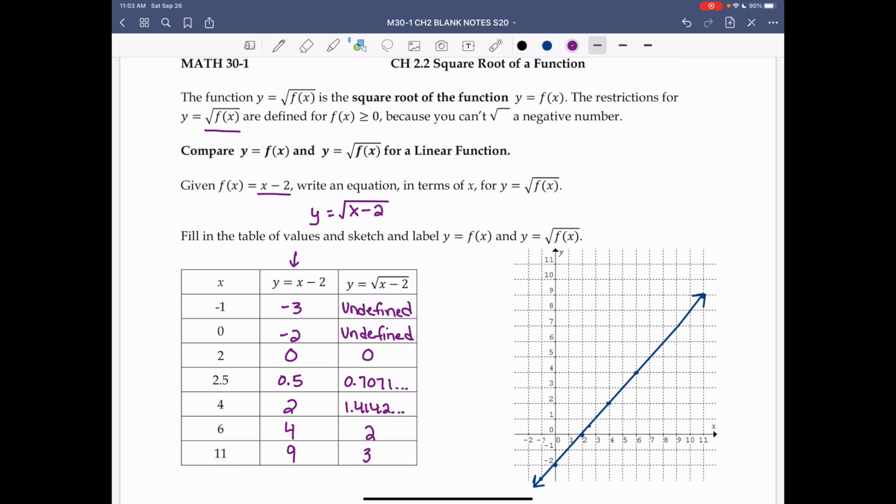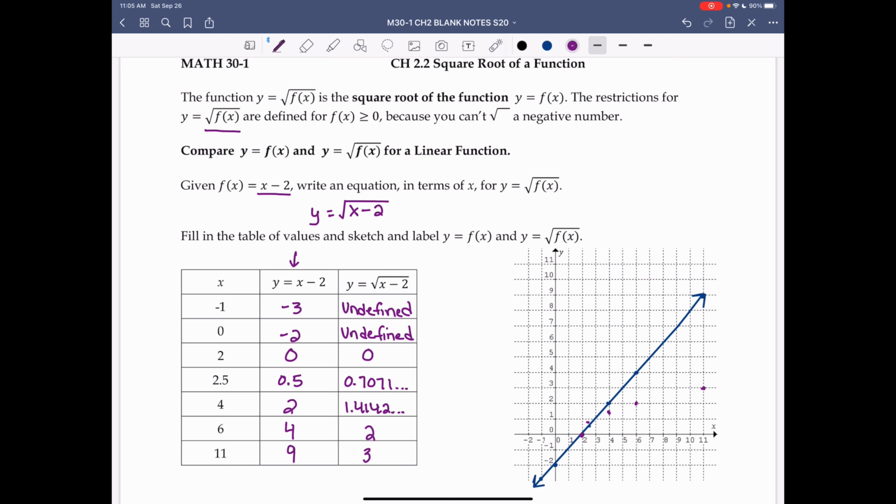Next, let's graph our function y equals the square root of x minus 2. For x equals negative 1 and x equals 0, our function is undefined, so we can't plot any points. Our first point would be at x equals 2, where y is 0. And then at 2.5, we have a y value of 0.7, so it's a little bit higher than our other function. At 4, it's 1.4, about halfway there. At x equals 6, our y value is 2. And finally, at x equals 11, our y value is 3.